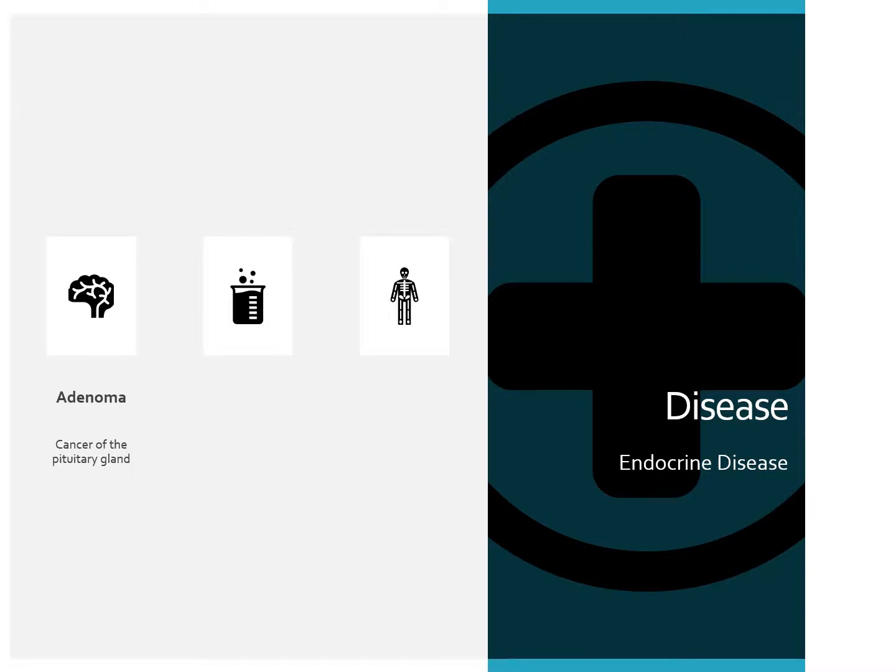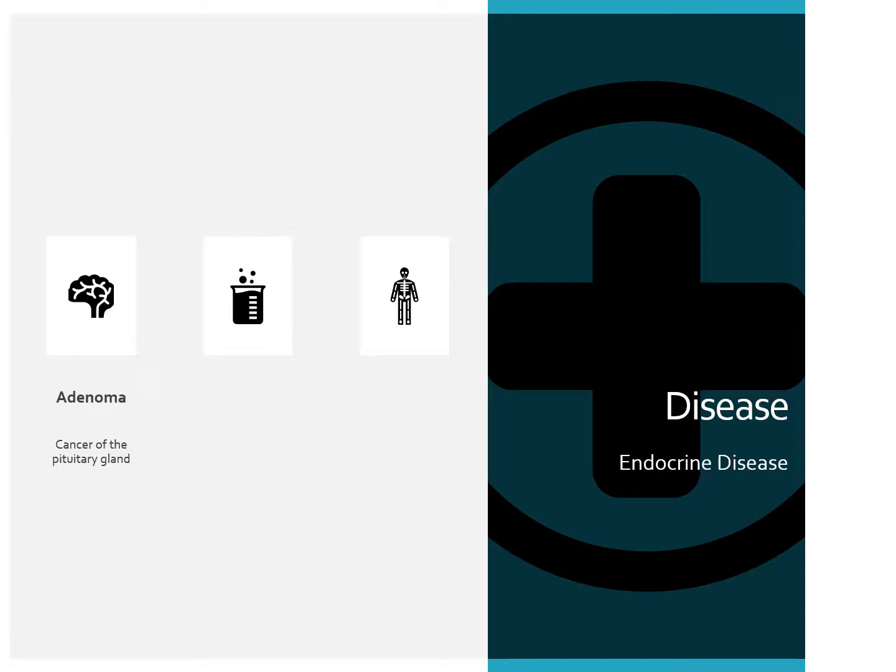If you remember, previously I talked about the pituitary gland, and the anterior pituitary gland in particular, which is where the ACTH was being produced. And so if you end up getting a small cancerous growth, that's going to cause a hypersecretion in that area. That growth is known as an adenoma. And so it's basically a cancer of the pituitary gland.